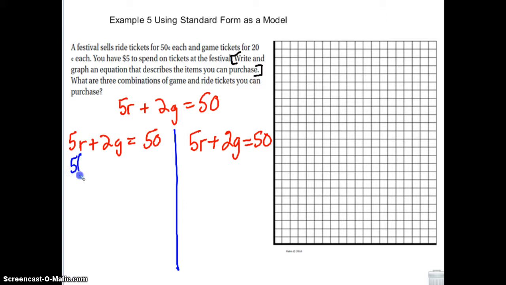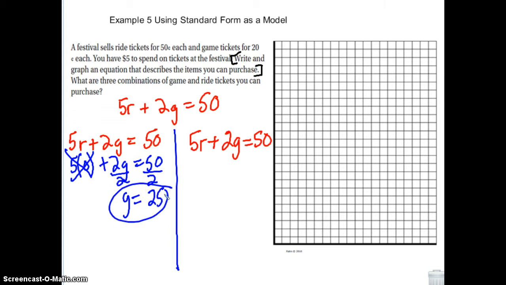So 5 times 0 plus 2g equals 50. So g equals 25, because if these cancel out, you divide both sides by 2. 50 divided by 2 is 25. And this one, if you plug in 0 for g, so you have 5, this cancels out, 5r equals 50, which means r equals 10.